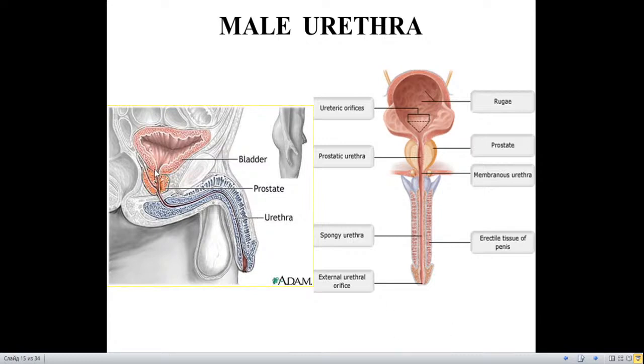Actually, male urethra starts from neck of urinary bladder by internal urethral orifice. Then it passes through prostate gland, and this part of urethra is known as prostatic urethra. It is mentioned here at the right side, prostatic urethra. In some anatomy textbooks, a very short part prior to prostatic urethra is known as pre-prostatic urethra, but many authors do not describe it.